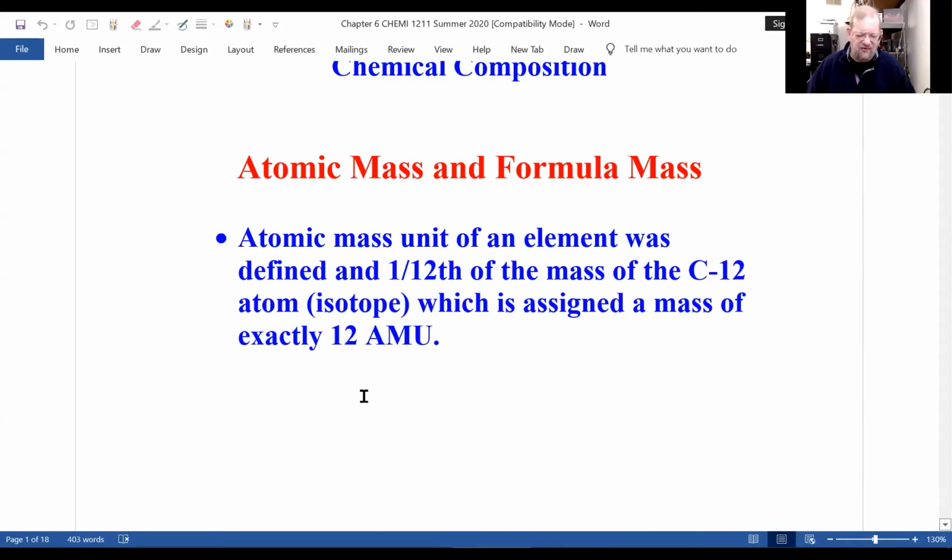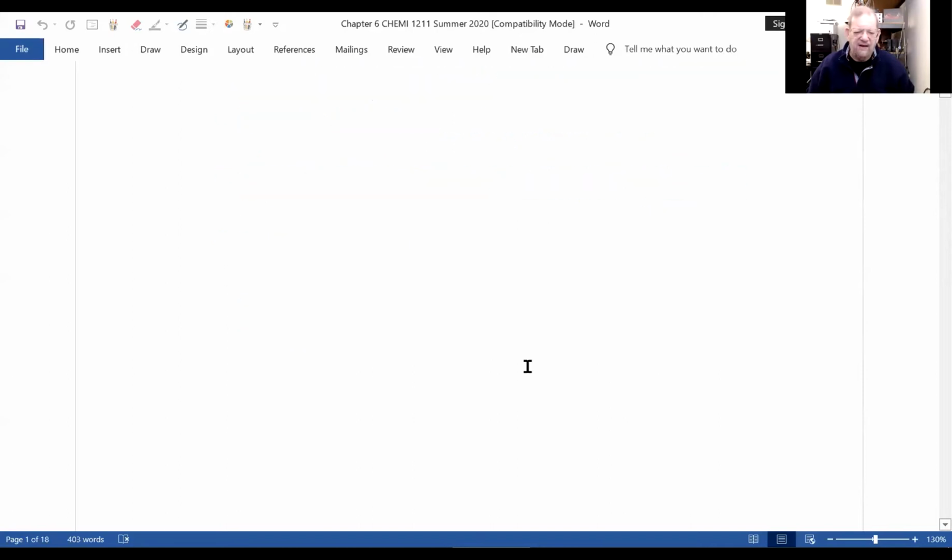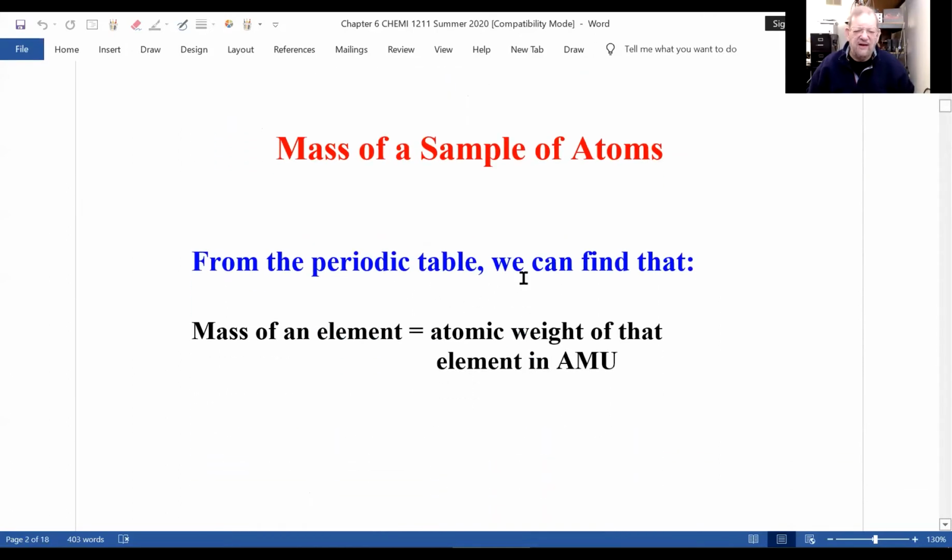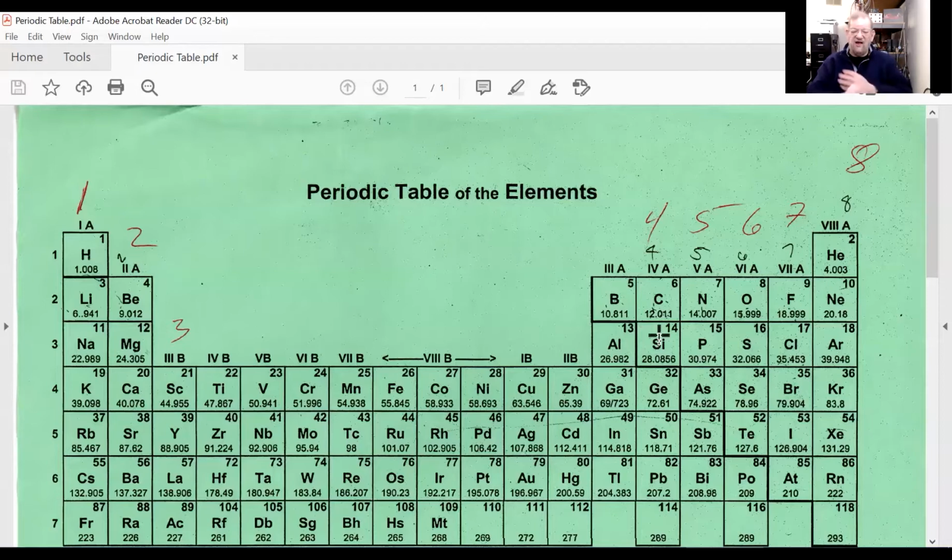This will not be on the test. So at one point, because carbon is a very important, very abundant element on our planet, the decision was made that the atomic mass unit of an element was 1/12 of the mass of the isotope carbon 12. Now, we can find the mass of an element, but here I have the atomic weight of that element in AMU. Now, if we look at carbon, we'll say, wait, that's not 12. It's 12.011. What's going on?